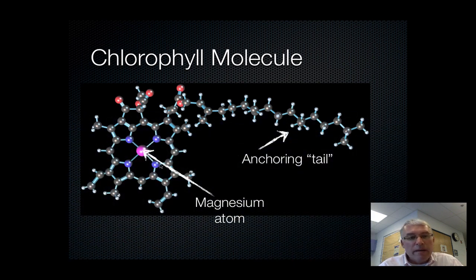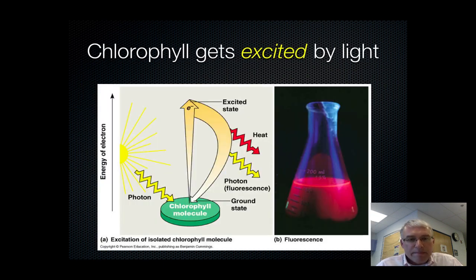phospholipid in the bilayer. It's also got a magnesium atom here in the middle surrounded by a ring-like cage of other atoms, mainly carbons and hydrogens and oxygens. And this ring-like cage holds the magnesium ion in a way so that it can kick electrons out. And we'll see that in just a second.